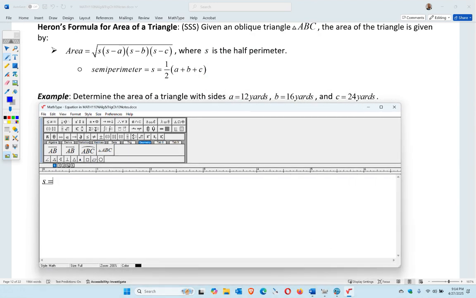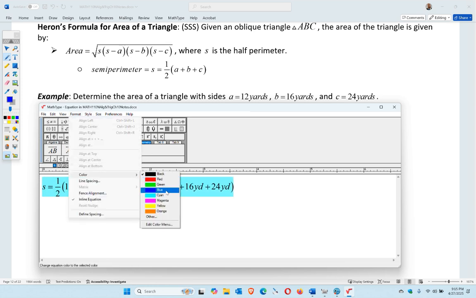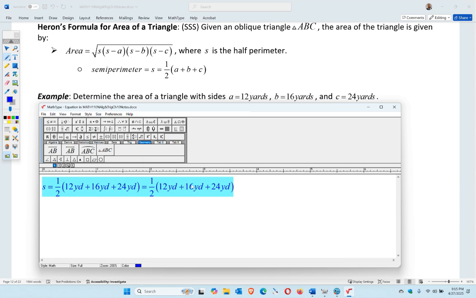All right, so S equals 1/2 the perimeter, which is what's known as the semi-perimeter. And I have (12 yards plus 16 yards plus 24 yards). That would be 52 yards. Yes, 52 yards. So half of 52 is 26 yards. That is my S.